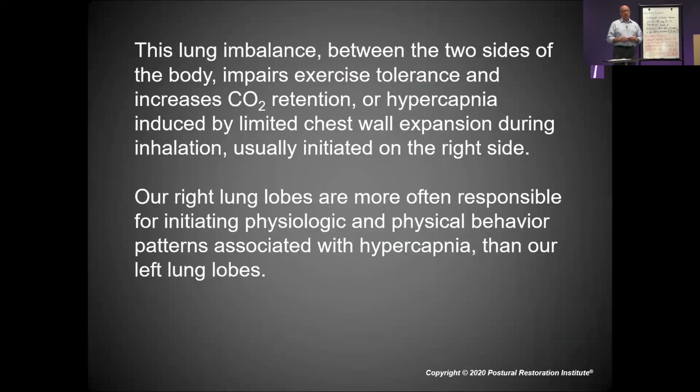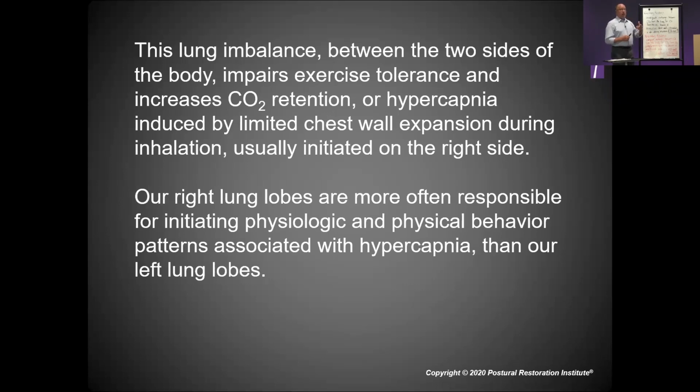This lung imbalance between the two sides of the body impairs exercise tolerance and increases your carbon dioxide retention, or hypercapnia, induced by limited chest wall expansion during inhalation, usually again initiated on the right side. If our right side, Jen, doesn't have the ability to expand over time, that side will start to limit your ability to expand, and that side will start to lend itself to a state of hypercapnia. Our right lung lobes are more often responsible for initiating physiologic and physical behavior patterns associated with hypercapnia.